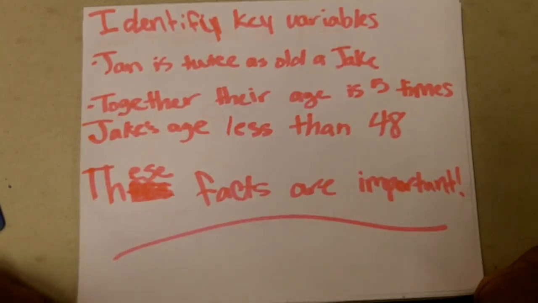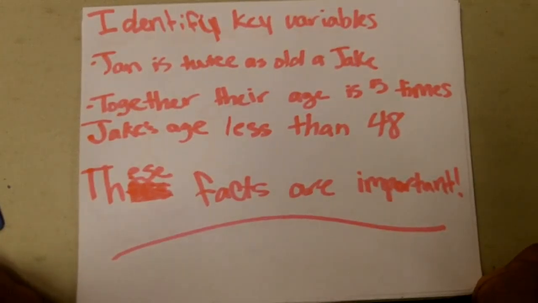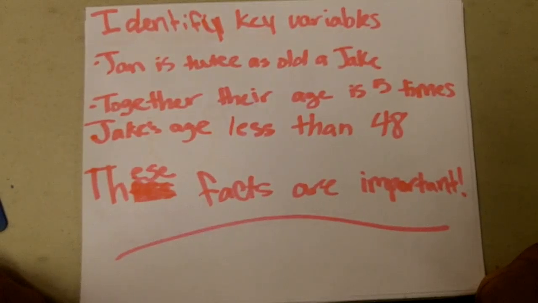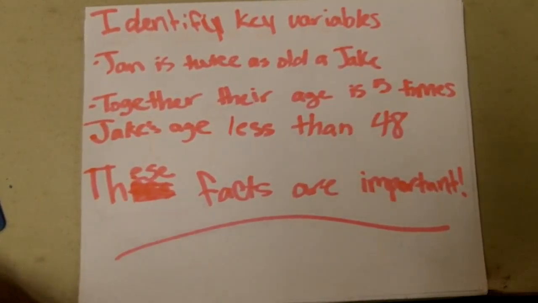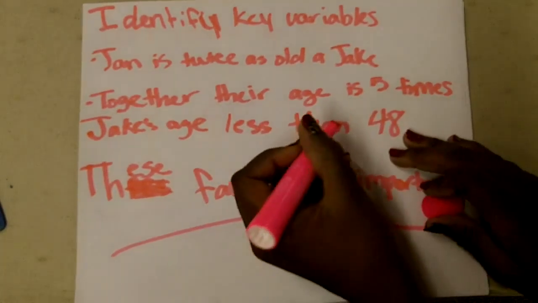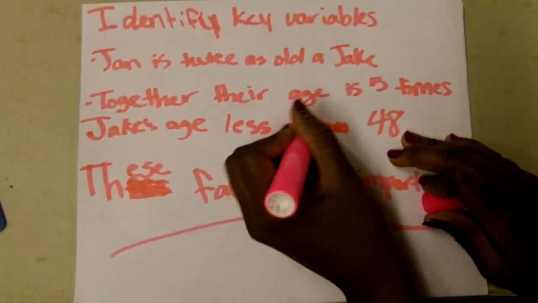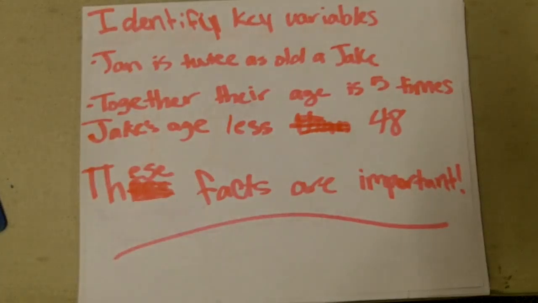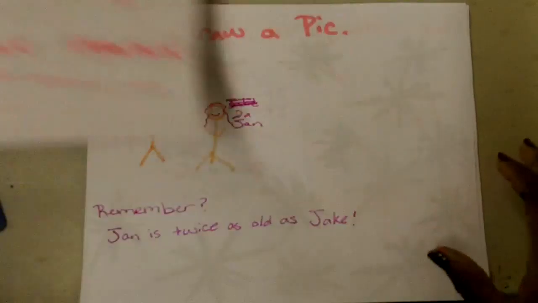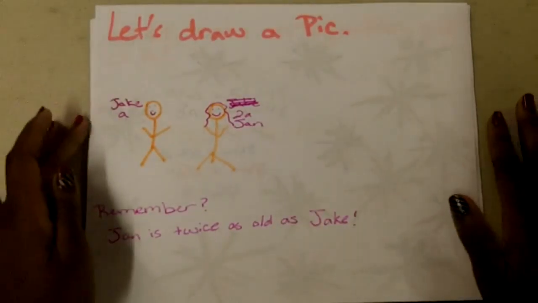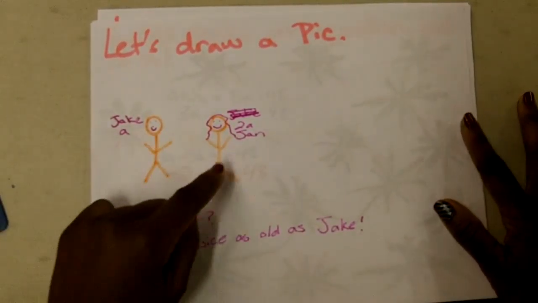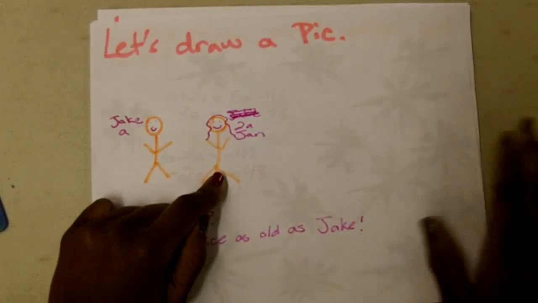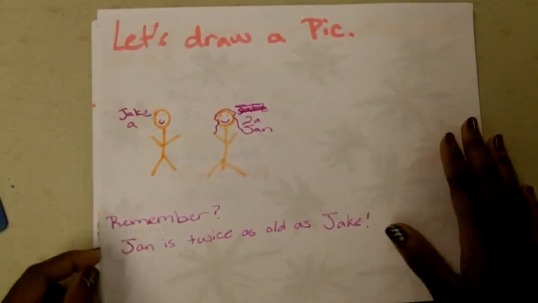Identify key variables. Jan is twice as old as Jake. Together, their age is 5 times Jake's age less 48. Okay, these facts are important. Let's draw a picture. So Jake would be A, and Jan would be 2A, because Jan is twice as old as Jake.